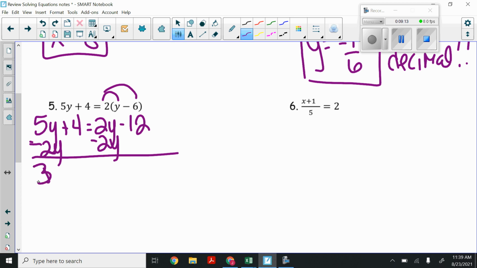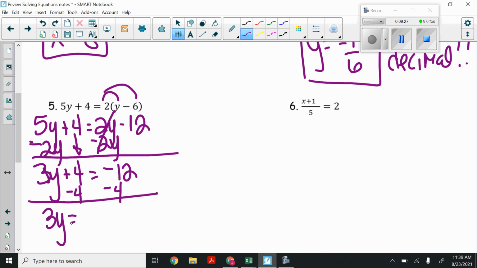So this is a 3y that's left here. This plus 4 comes straight down. Here my 2y's cancel and I'm left with negative 12. Now I'm trying to get the y by itself, so I want to subtract 4 from both sides. So here I have a 3y, negative 12 and a negative 4 is a negative 16.